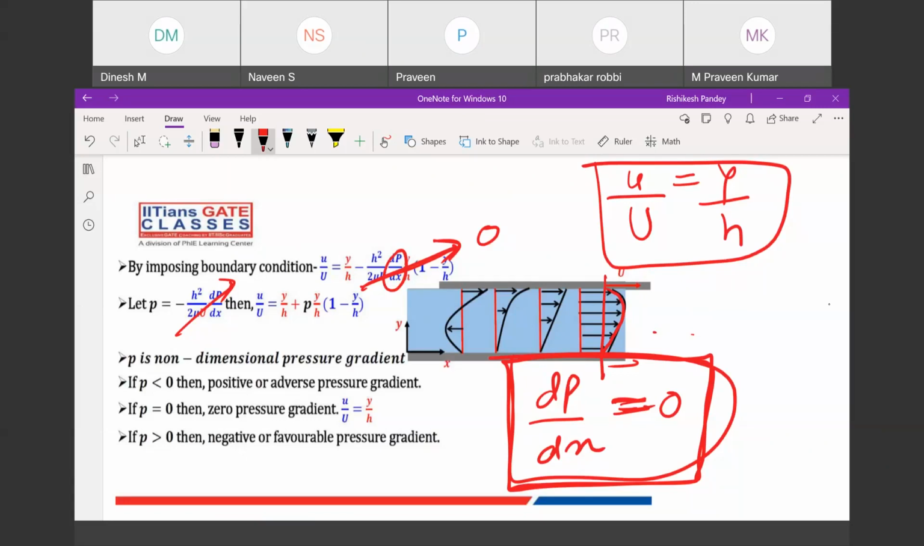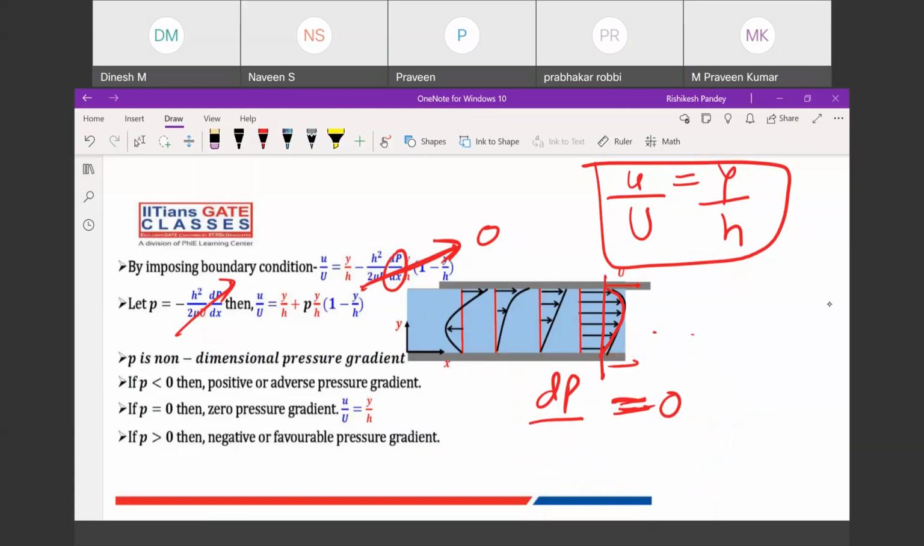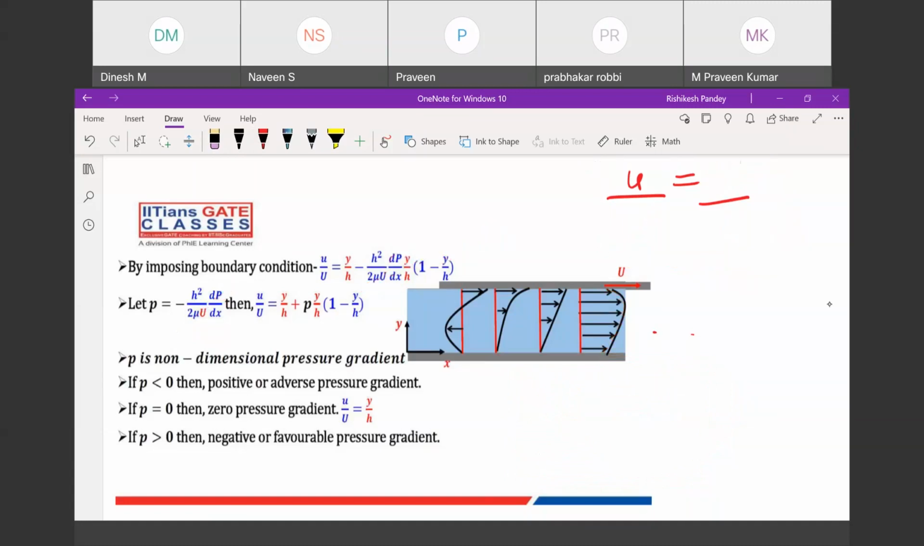Any one of you have studied this particular topic first time, or these particular things? Okay. These things are there in GATE syllabus also.